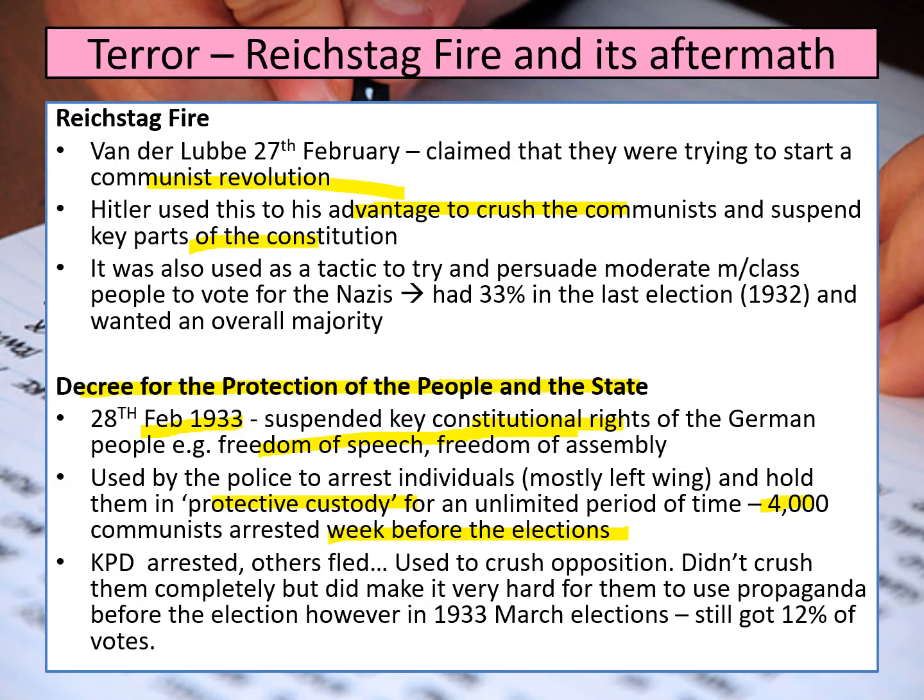So this was then used to try and crush the communist opposition. It made it really hard for them to get out any kind of propaganda, or to hold any communist meetings, and basically reduced their share of the vote from about 16.9%, their highest ever in November 1932, to only 12% in the March 1933 election.